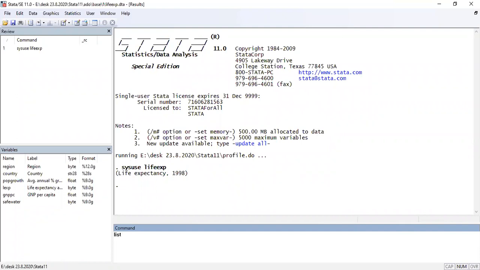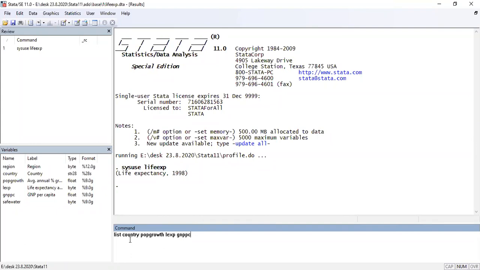This is one command, list. When you say list, then you have to give the title of the variables. Let's say the variables like country and pop growth, or you can put it from here, LXP. So you click here, they will be ready here.